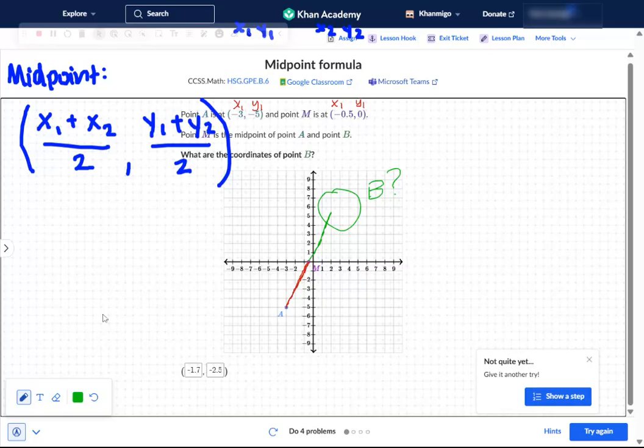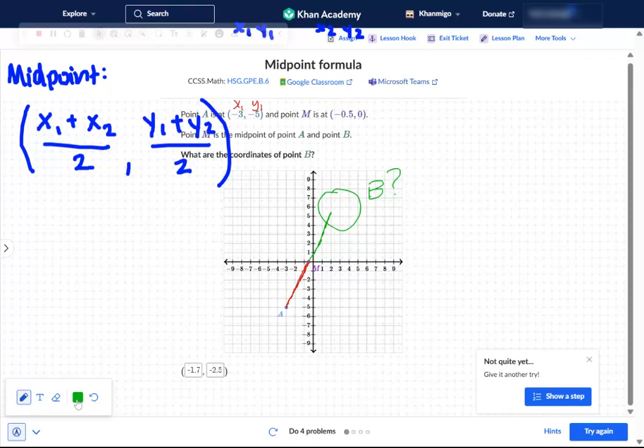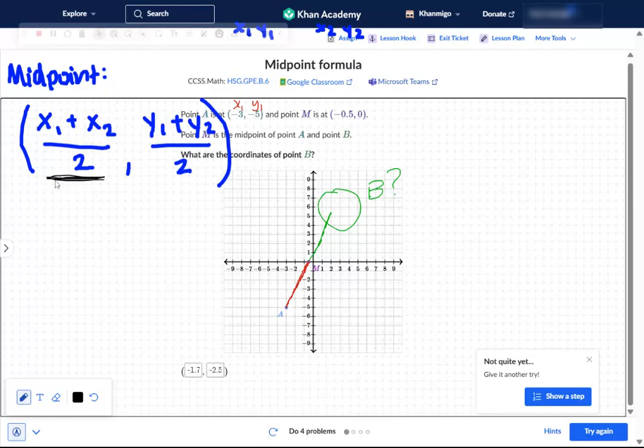We already know, so let me erase this because this is not our x2, y2, because B is our unknown. M is the midpoint, so we're just gonna work backwards. So this is the formula for midpoint, okay? And we know what the coordinate is for the midpoint. We know what A is. We need to know what B is. So we're going to break this up into two parts. Let me change our color here. So we're going to start with the X values. We're just going to highlight looking at X.